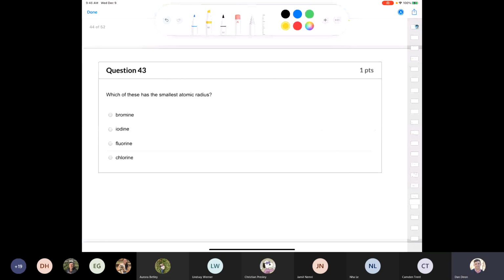Question 43, which of these has the smallest atomic radius? Bromine, fluorine, chlorine, and iodine. Well, these are the halogens, and you would remember that the halogens come in this order: fluorine, chlorine, bromine, and iodine, like that. And we know that as we go up a group, or as we go across a period from left to right, the atomic size decreases.